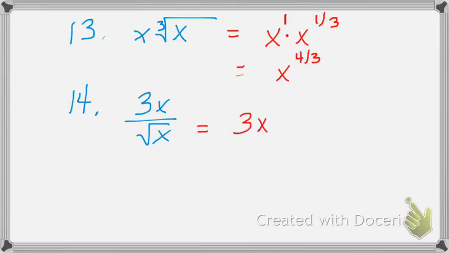Alright, so this is 3x over, I'm going to go ahead and change that to x to the 1/2. When you're dividing, you subtract exponents. So the 3 is there. This is like a 1 right there, so 1 minus 1/2 is 1/2, so this would be x to the 1/2.